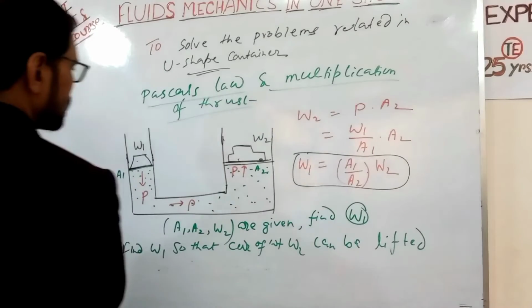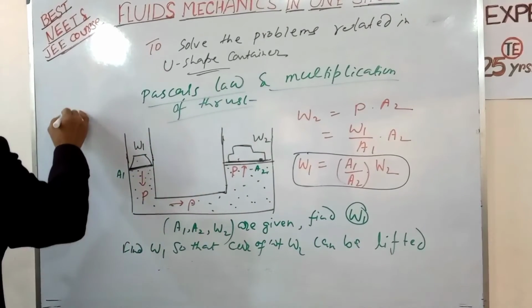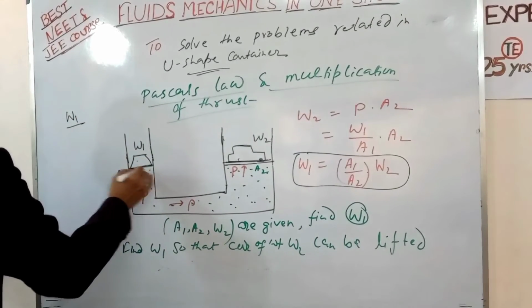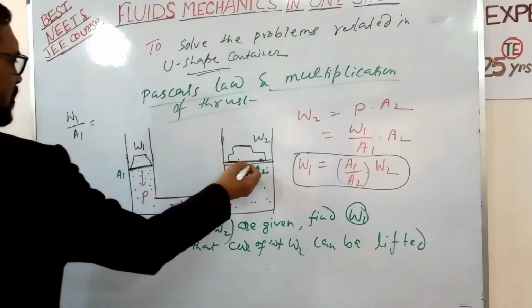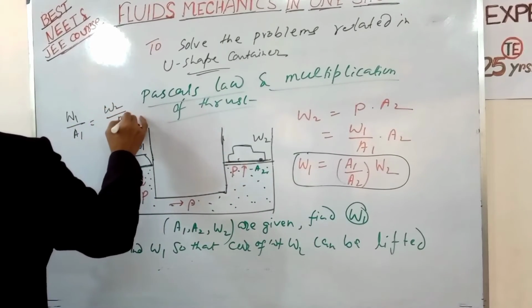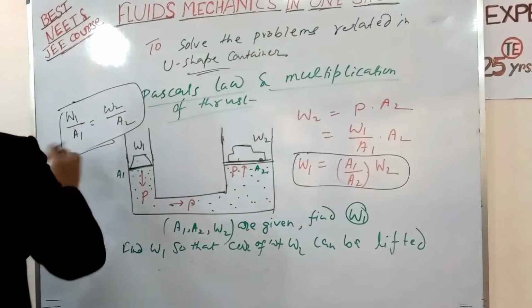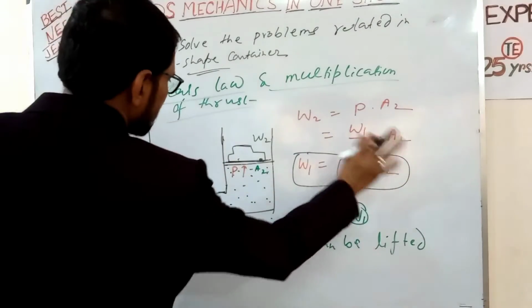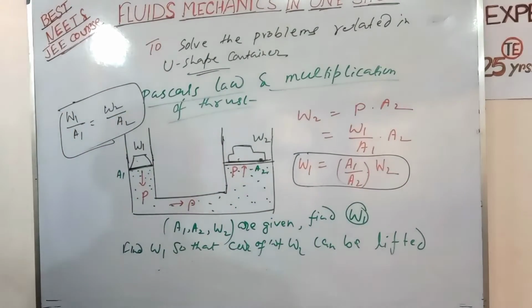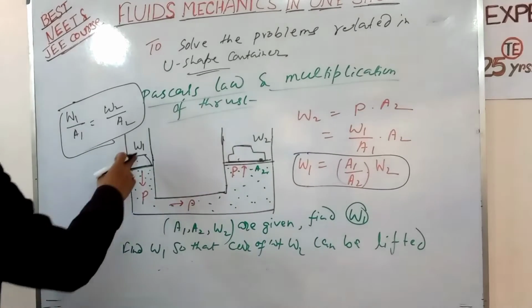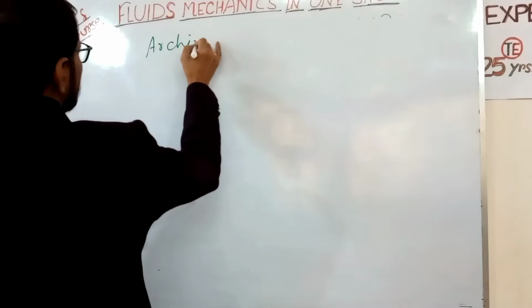To remember the formula, we remember that pressure from this piston, W1 by A1, equals pressure of this piston, W2 by A2. From this formula we can find W1. This is Pascal's law: pressure remains the same at all points. So W1 by A1 equals W2 by A2.